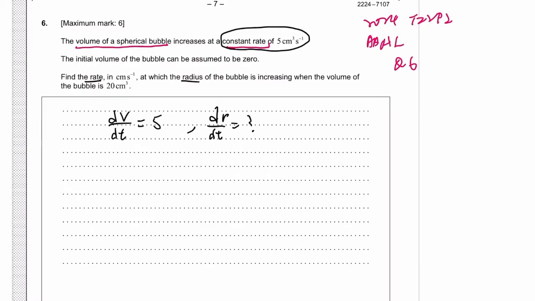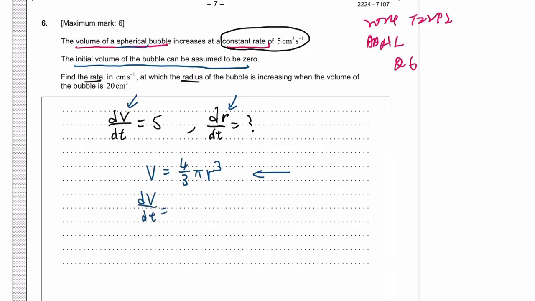So the typical thing to do would be, if you have the rate of change of V and they ask for the rate of change of r, then you want an equation that links V to r. Well, this is a sphere, so the volume of a sphere is 4/3 pi r cubed. I don't think the fact that the initial volume is 0 is relevant. So you just get the formula and then differentiate both sides with respect to t.